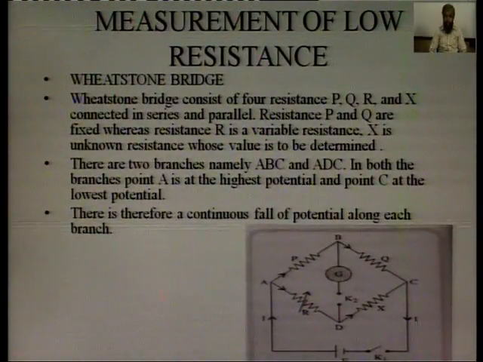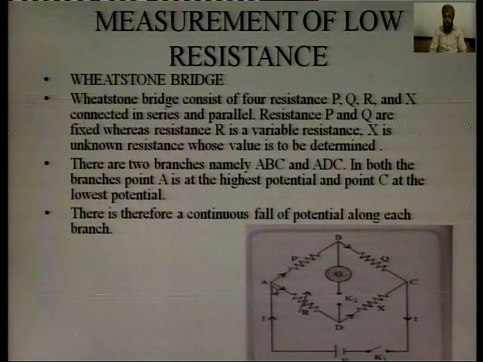Next is measurement of low resistance with the help of Wheatstone bridge. This is a diagram of the Wheatstone bridge, in which you can see that it consists of four resistors, P, Q, R, and X. Here P and Q are fixed resistors, R is the variable resistor, and X is the unknown resistance whose value is to be measured.